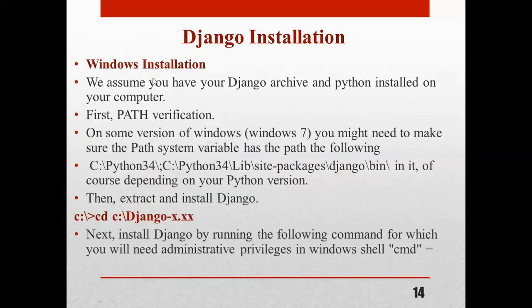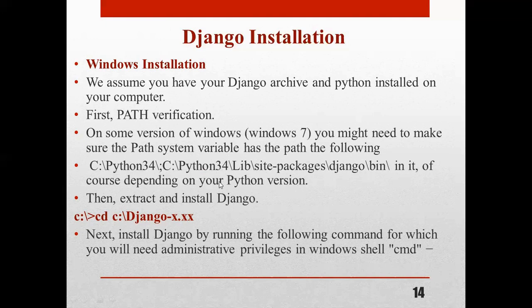Then for the Windows platform, Windows installation, we assume that you have the Django archive and Python installed on your computer. We are considering here that Python is already installed on our system. Then first we have to do path verification. On some versions of Windows like Windows 7, you might need to make sure that the path system variable has the following path: C:\Python34, then Python34\Lib\site-packages\django. Of course, this path depends on your Python version.